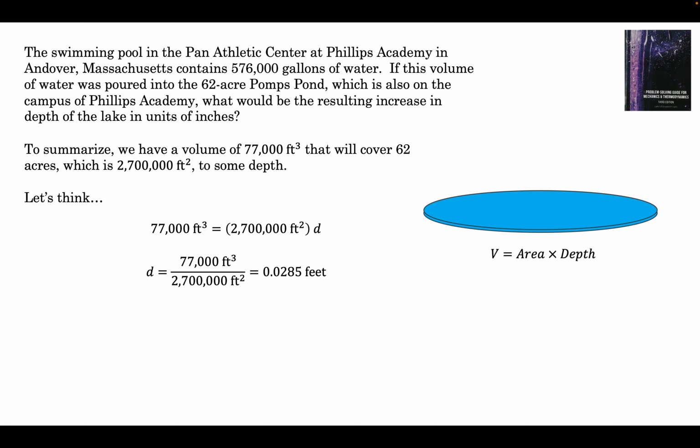Divide by 2.7 million square feet, and we get that, but we don't know what that is. So let's convert it to inches. There's 12 inches in 1 foot, so we multiply that distance by 12 inches per foot, and we get 0.34 inches, which is about 1/3 of an inch. That's problem 10. Good job.